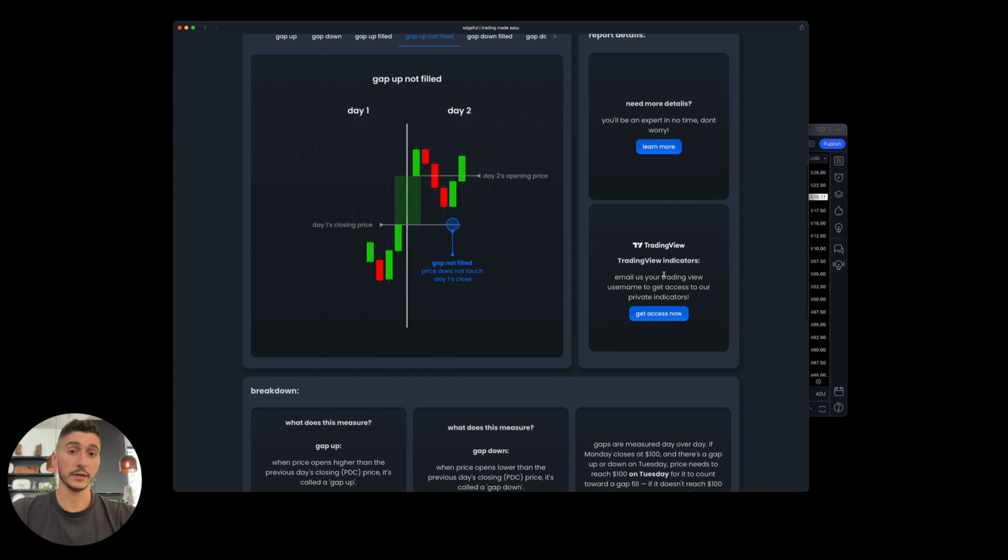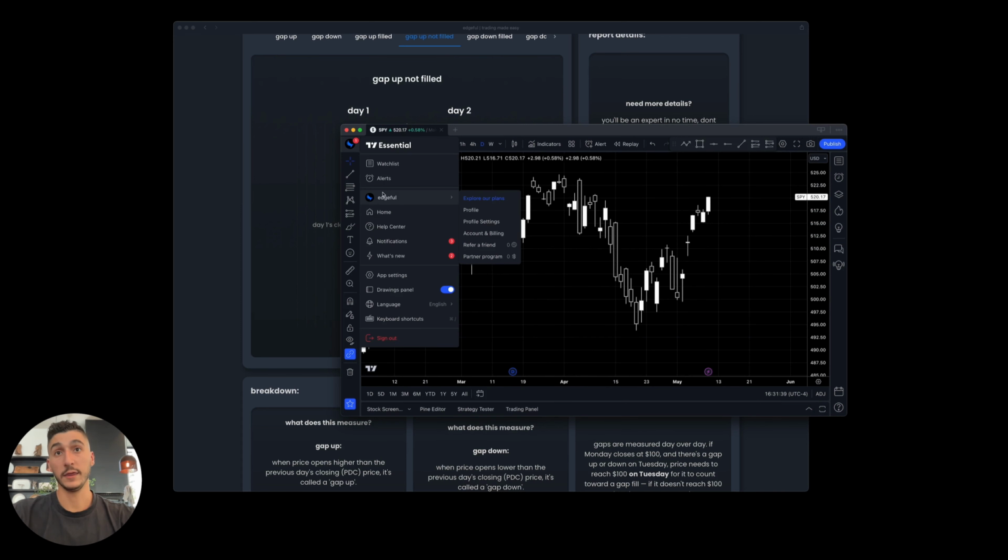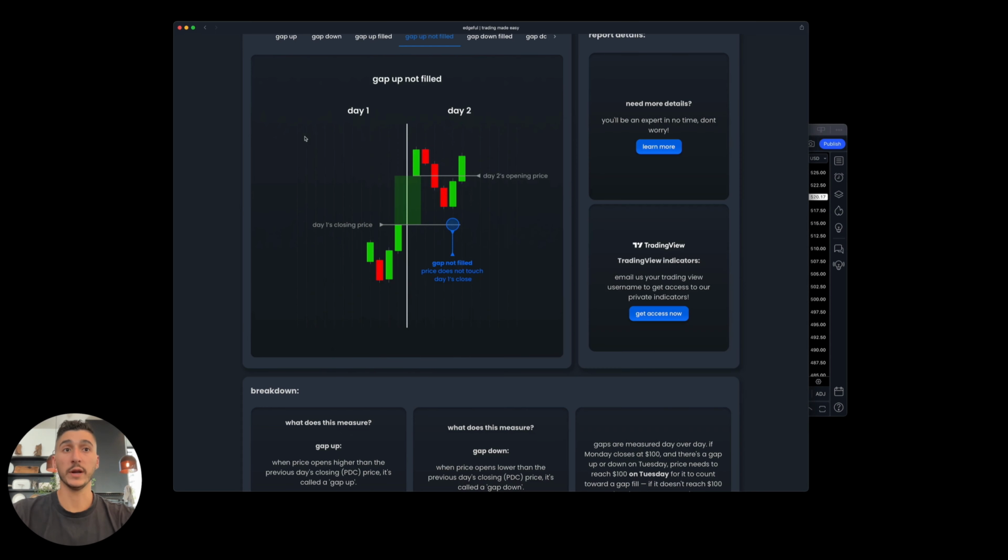The TradingView indicators we will have for every report. So all you have to do is click on this button and then submit your TradingView username, which you get by opening up your TradingView and clicking on this thing here. This is your TradingView username. So send us that when you open up this button.